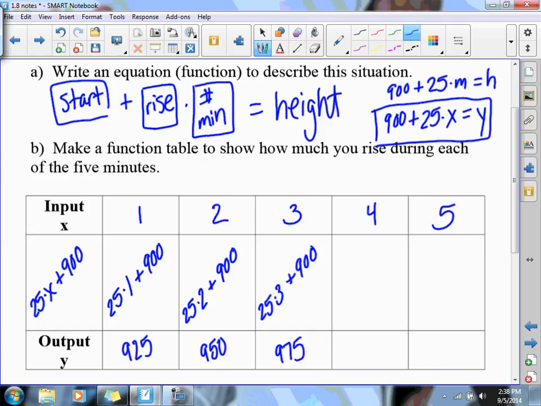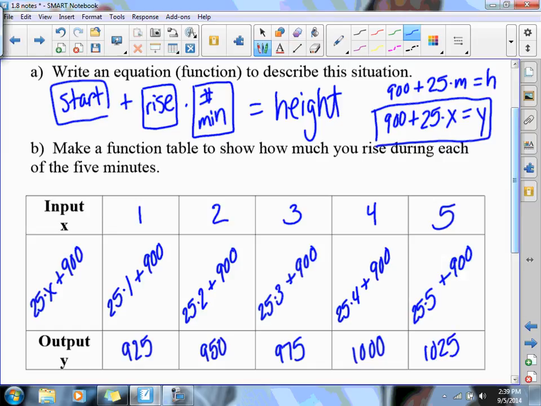Then I'll have 25 times 4. That's going to be 1,000. I'm sorry, 100 plus 900 is 1,000 for the total. And my last one is 25 times 5. That's 125. Plus 900 is 1,025.